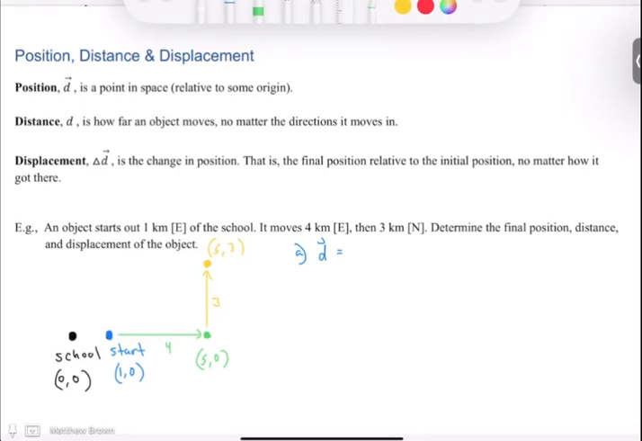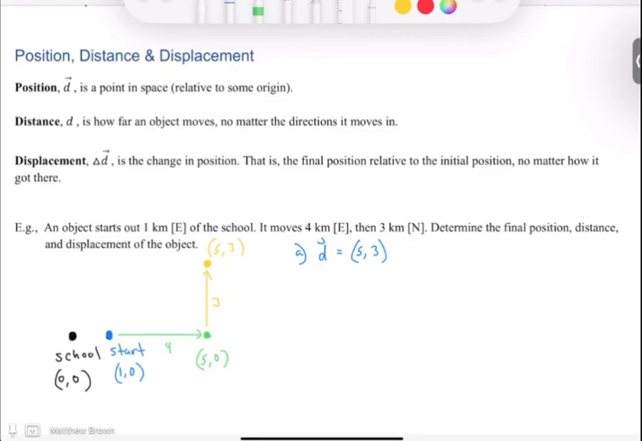Now you could write this, I would just write it as the point that its final position is 5, 3. You could do the whole vector calculation for this relative to the school, but this is the point relative to the school, right? Relative to the point we've assigned the value 0, 0. We're saying that's our origin.